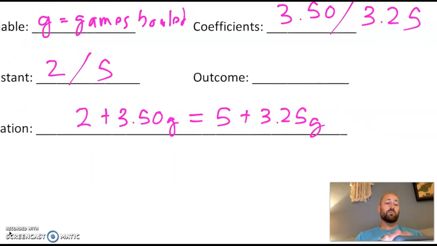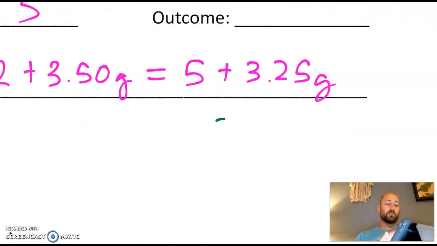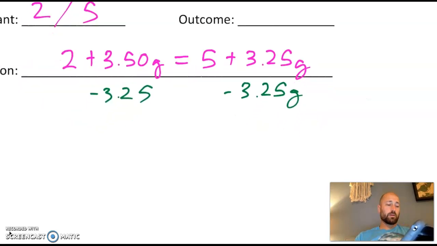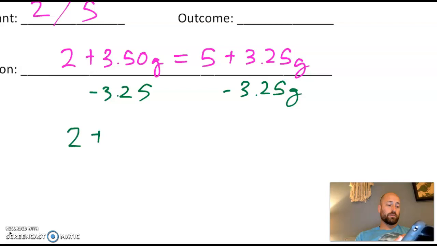Variable on both sides. So this goes right into that solving we're doing. We're going to move the smaller variable. In this case, is $3.25. Okay, so we have 2 plus 0.25 per game is equal to 5.